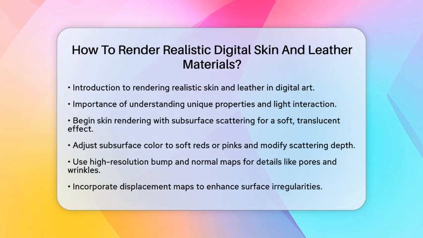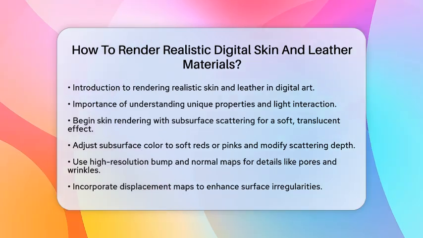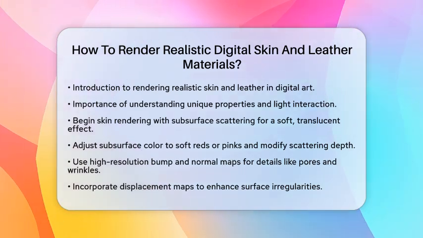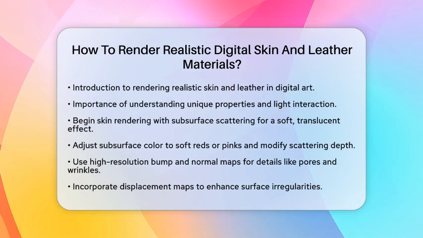For realistic skin rendering, start with subsurface scattering. This effect mimics how light penetrates the skin, creating that soft, translucent look. Adjust the subsurface color to soft reds or pinks and tweak the scattering depth to reflect the various skin layers.